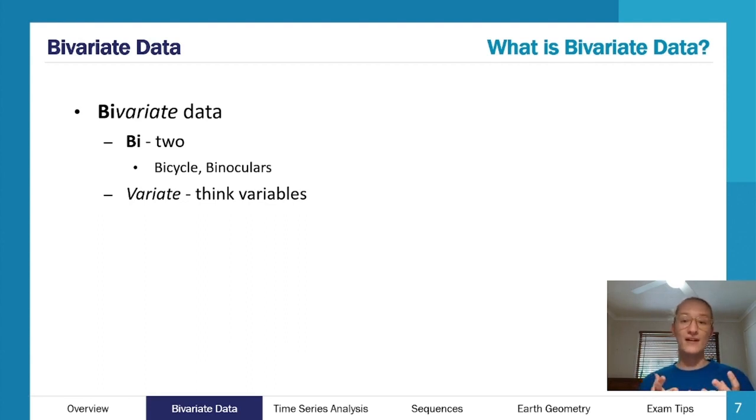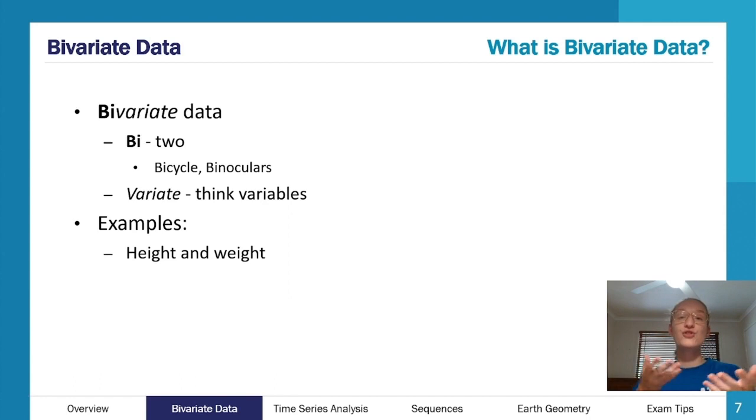So when we're looking at bivariate data, what actually is it? It's data with two variables. So we're going to have two lots of numbers that we're measuring or recording. Examples of bivariate data: height and weight. They're two different variables, two different things that we're investigating. And because we are looking at those two different things, we have the added bonus that we can also look at the relationship between these variables.